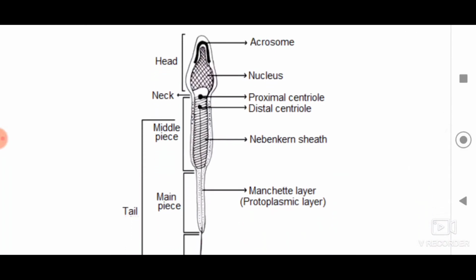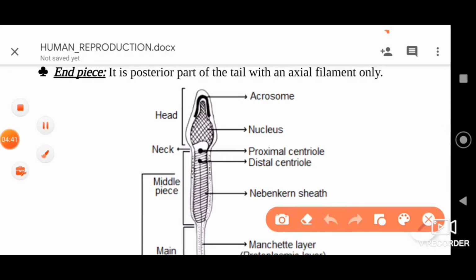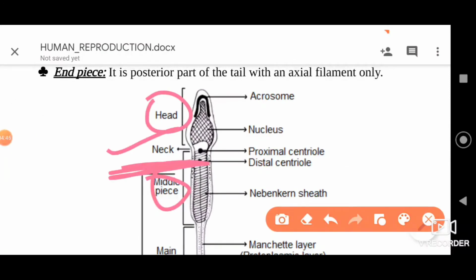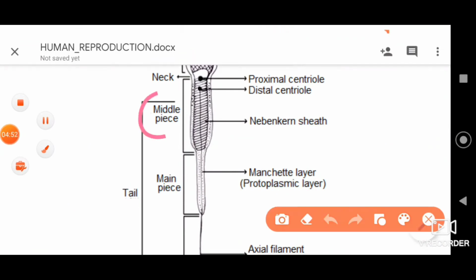Further, dear friends, we have the neck region. Let me tell you that the neck region is present between the head and the middle piece. So when you consider the head and the middle piece, the structure in between them is the neck. Just below the neck, the next part we have here is the middle piece.